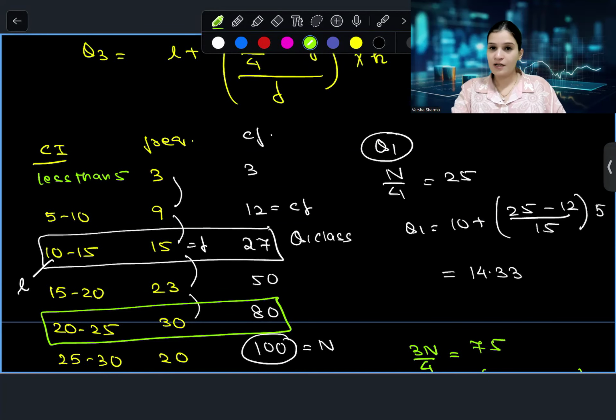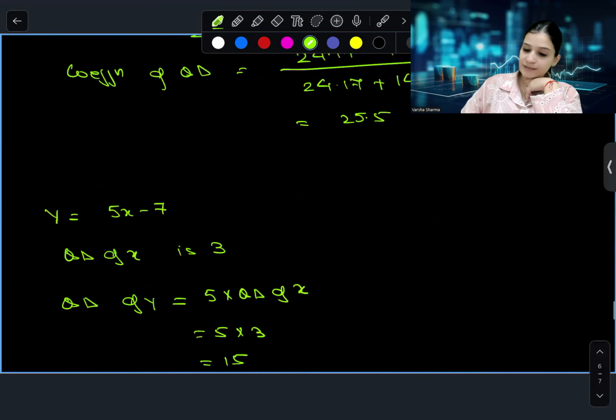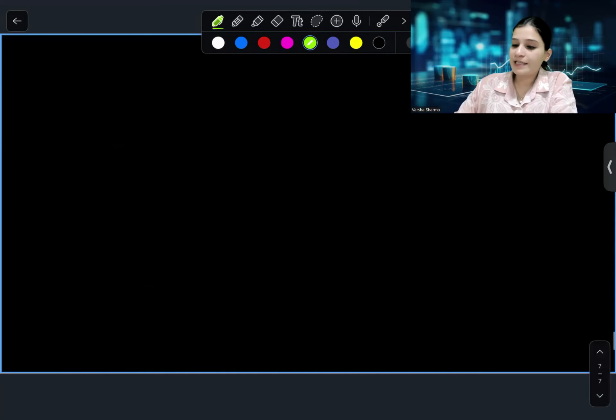Yes, ma'am. So quartile deviation is not based on all the observations. It only uses the central 50% of the data. It is not affected by the extreme observations. It is the only measure of dispersion that can be used for open-end classes. Any doubt till here? No, ma'am. Clear? The next that we talk about is mean deviation.